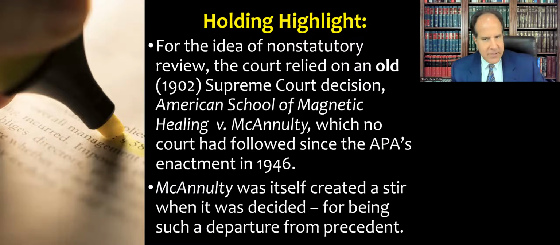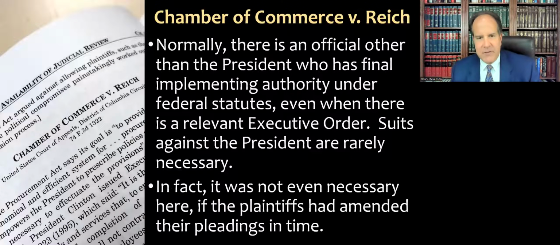Now, here's a highlight. This isn't a quote, but it's the part of the opinion you should pay attention to. For this idea of non-statutory review, which is admittedly an obscure area of administrative law, the court relied on an old Supreme Court decision from 1902, the American School of Magnetic Healing, which basically no court had followed since the APA's enactment in 1946. And the case itself had created a stir when it was decided because it was a departure from precedent. So some legal scholars really think that the court's relying on a case that was an outlier or kind of a blip. It was a departure from precedent, and then it wasn't really followed very seriously afterwards. But here it is, and it's the basis for this case.